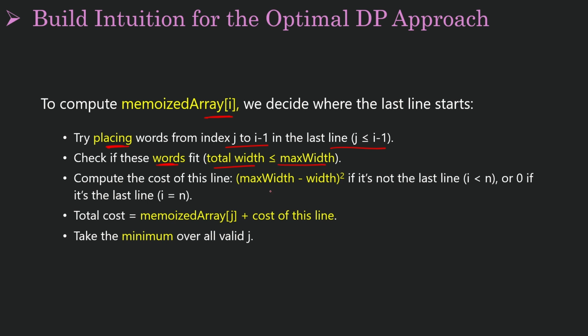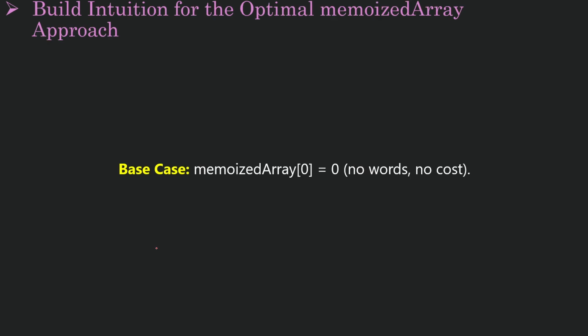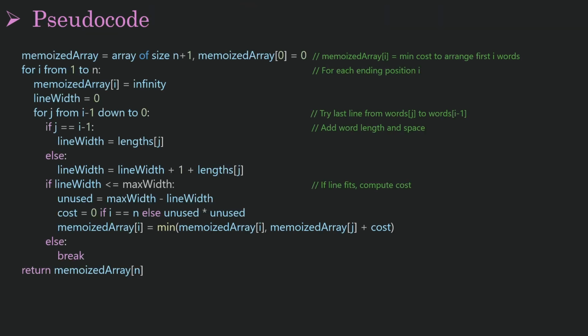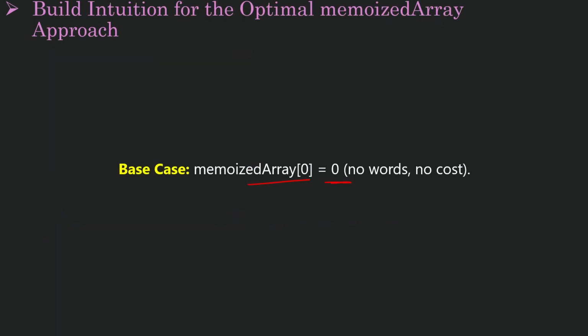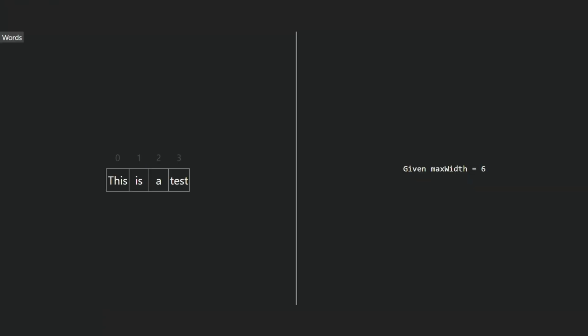Compute the cost of this line: max width minus width, squared, if it's not the last line, i less than n, or 0 if it's the last line, i equals n. Total cost equals memoized array j plus cost of this line. Take the minimum over all valid j. Base case: memoized array 0 equals 0, no words, no cost. We'll iterate through each i and try different j values to find the minimum cost.